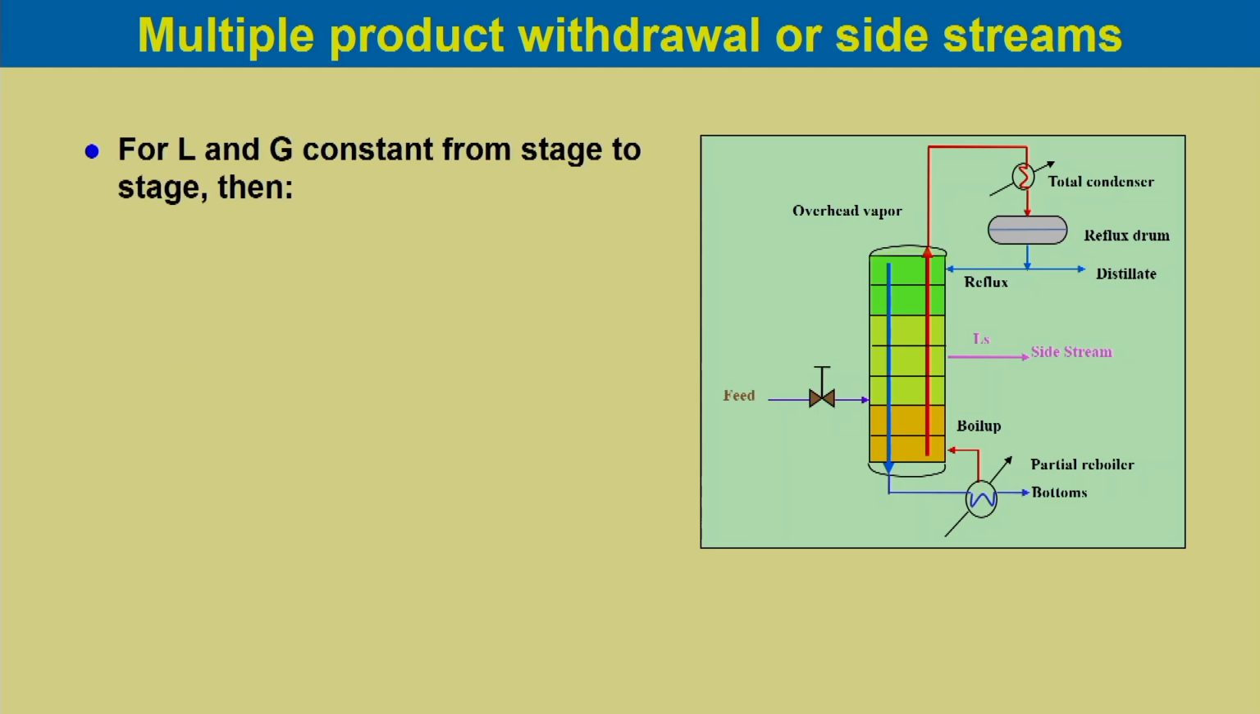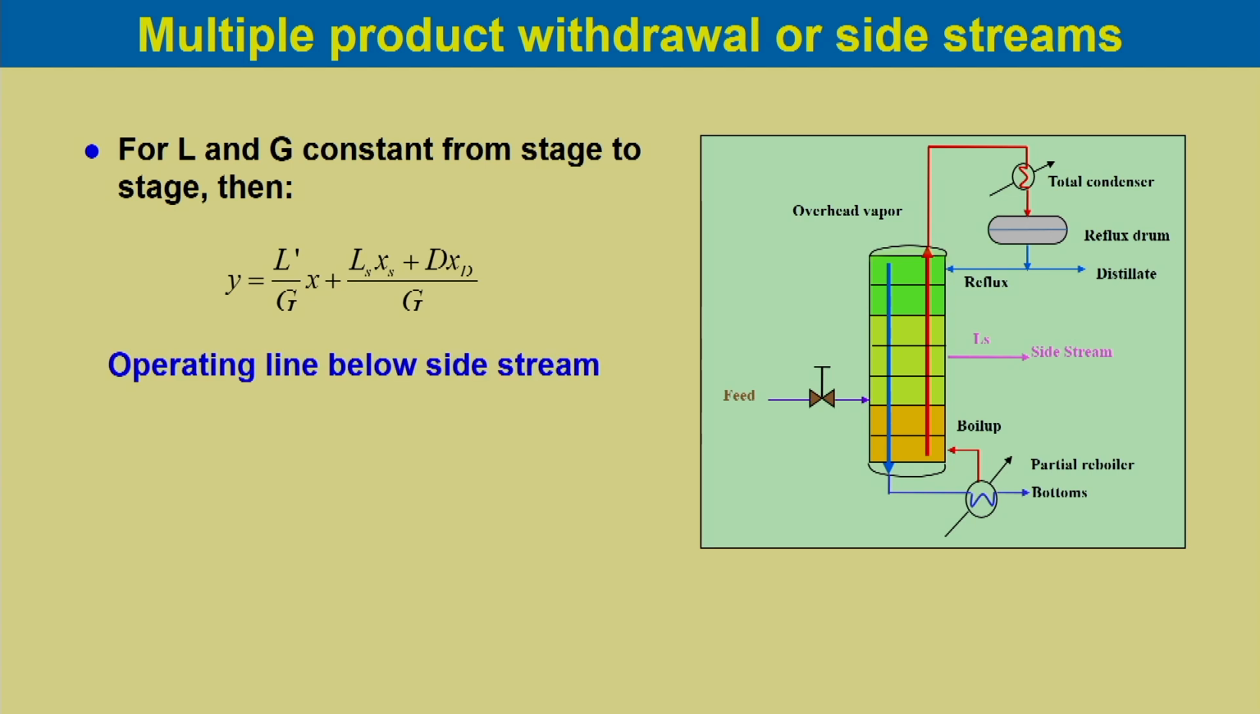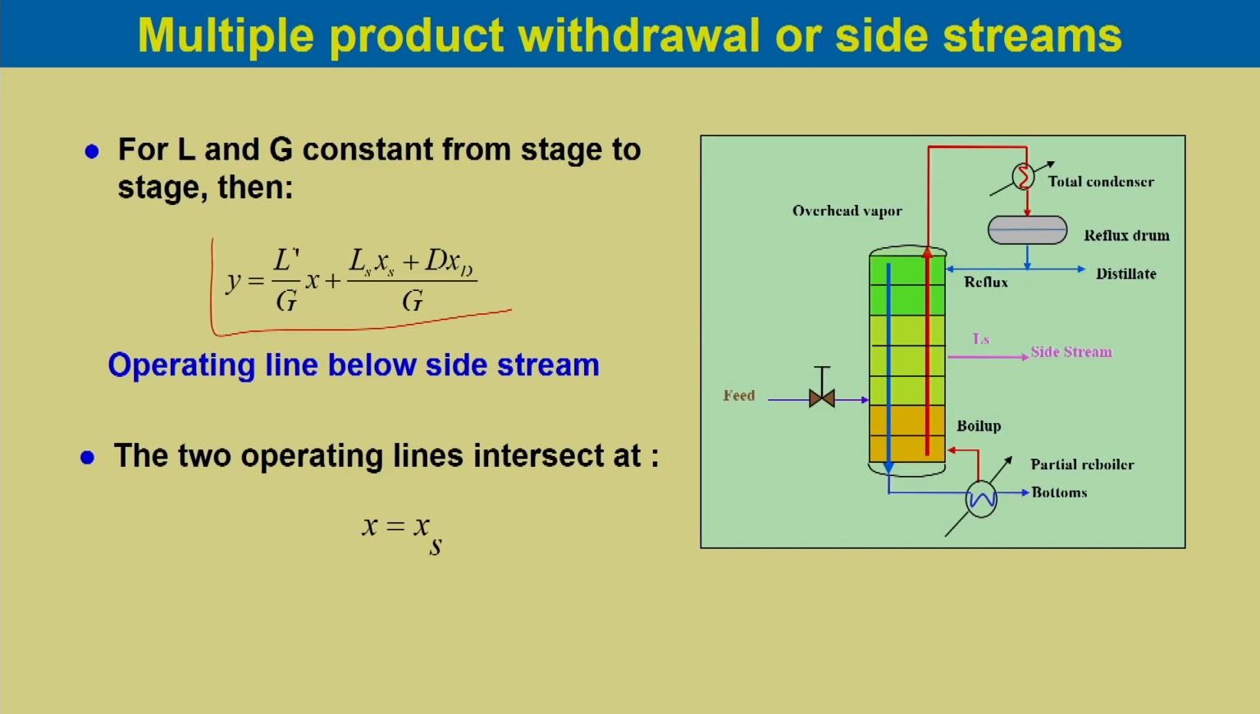For L and G constant from stage to stage, we can write y would be equal to L dash by G into x plus L s into x s plus D into x D by G. So, this is the operating line below the side stream. What will happen? The two operating lines intersect at x is equal to x s.